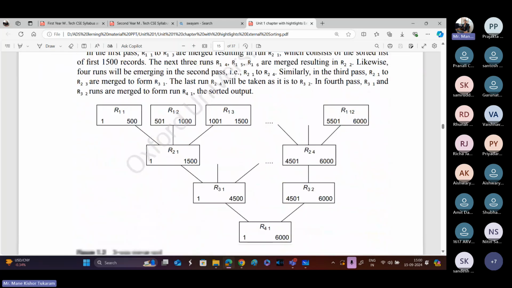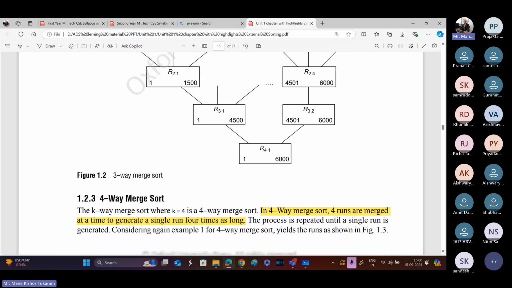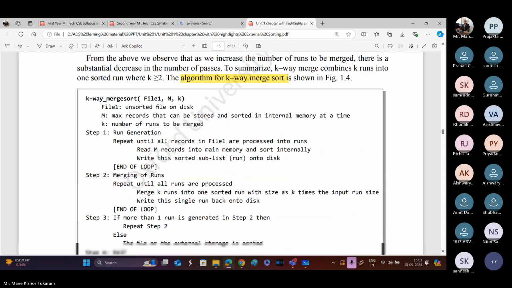Again, three-way means what? We have three different runs: this is the first run, this is the second run, and this is the third run. We combine them and design one run by merging all the runs. Four-way means what? We have four different runs: first, second, third, and fourth. We combine them into one. So 1 to 2000, then 2000 to 4000, 4000 to 6000, and we combine these into one. Okay.